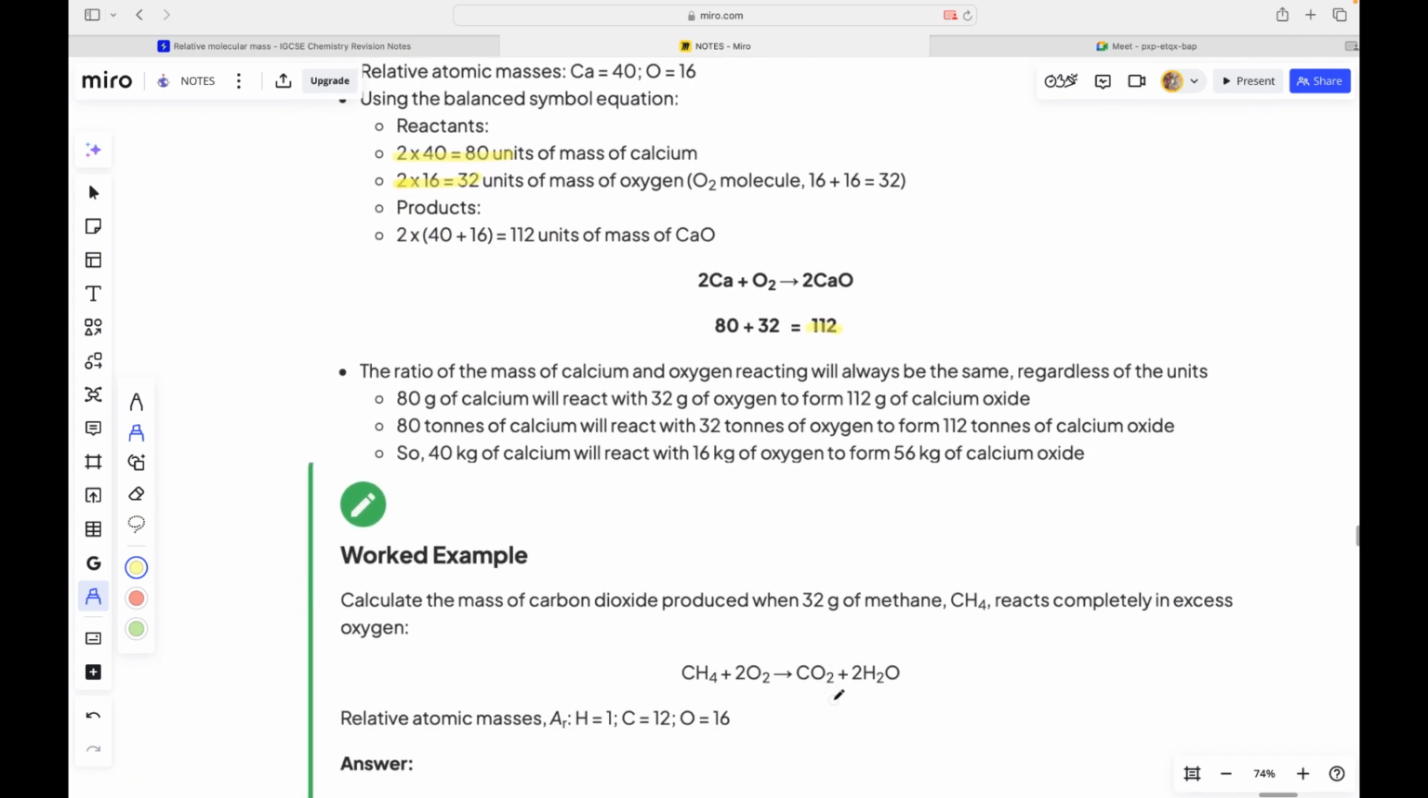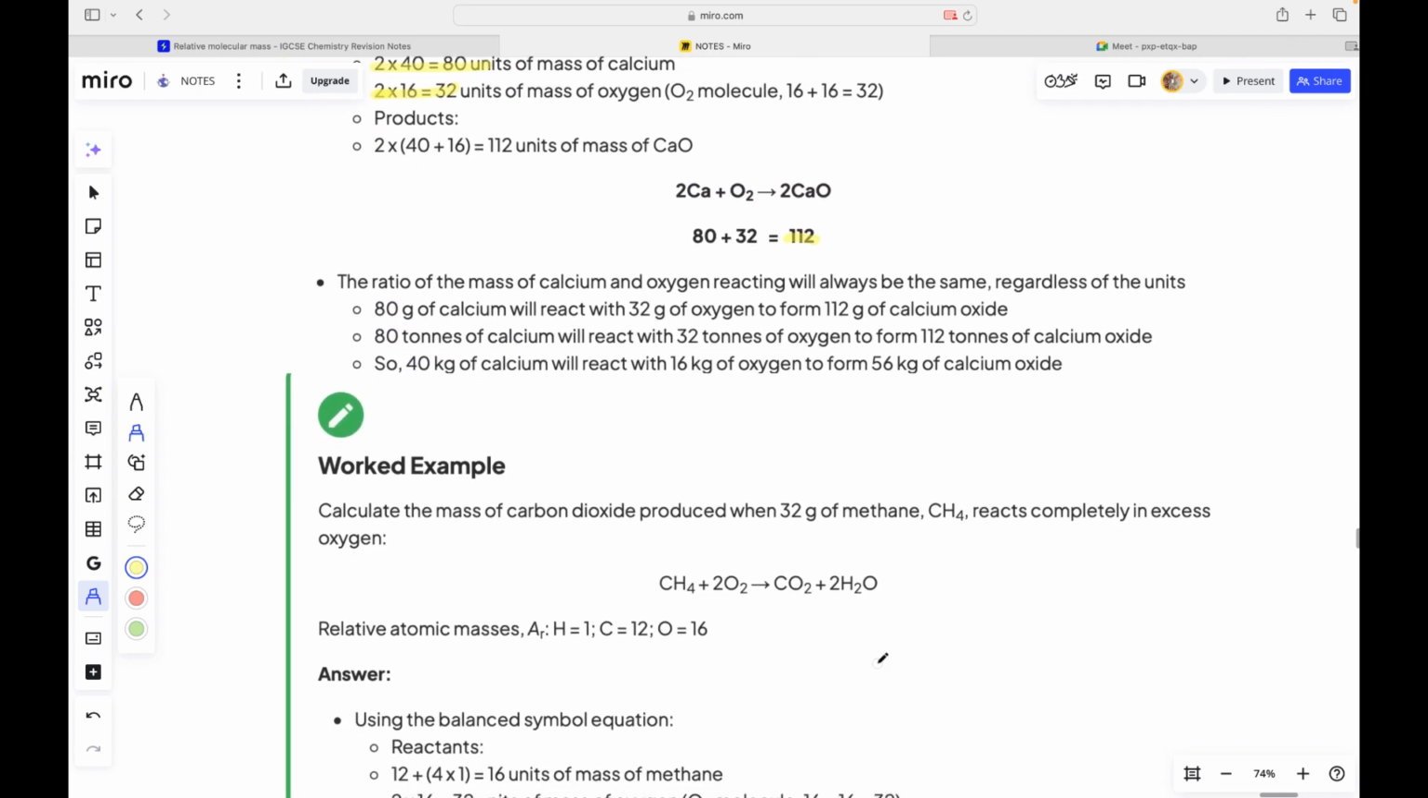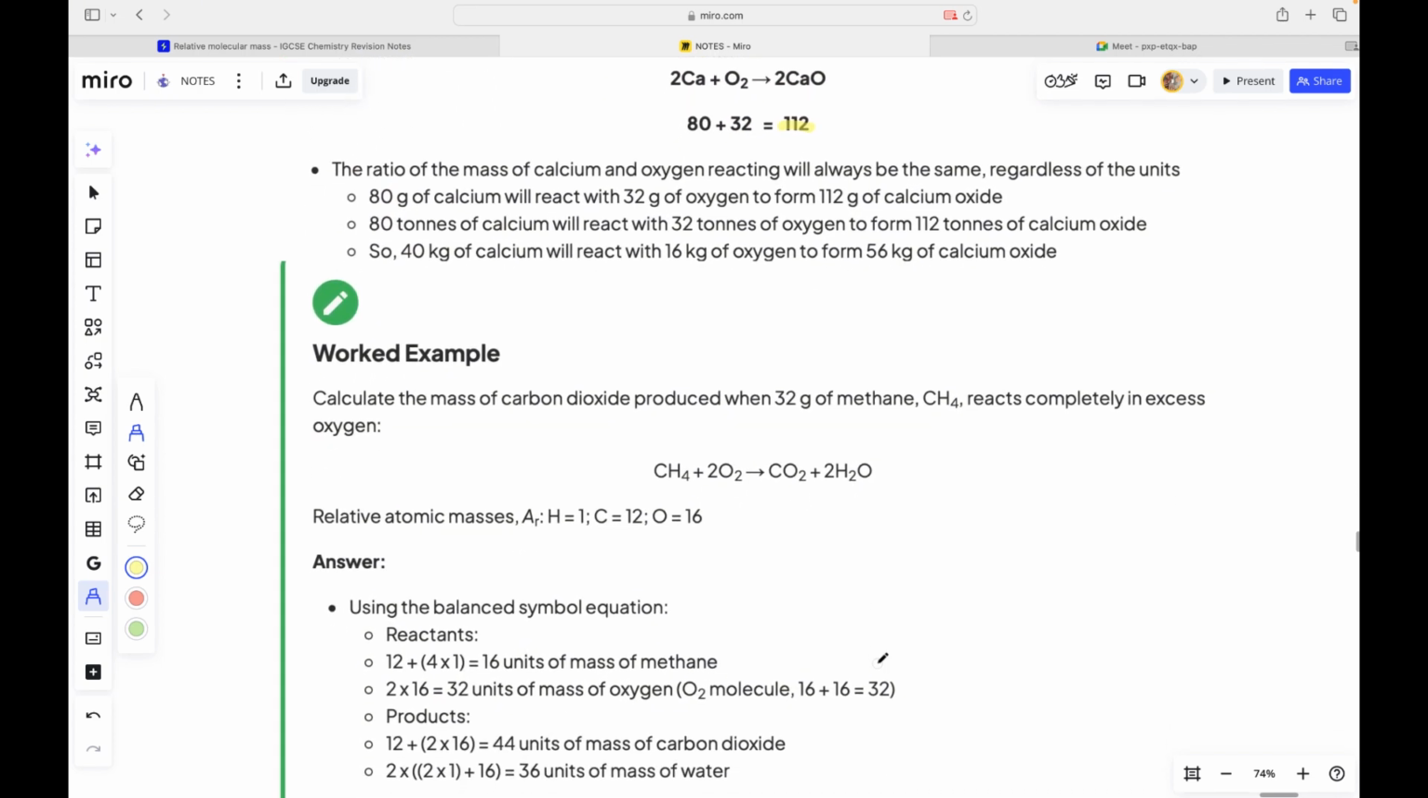So that's the law of conservation of mass. No mass is lost. The total mass of the reactants is equal to the total mass of the products. No mass will be lost. That's the law of conservation of mass. But for that law to work, you must have a balanced equation. You must have what? A balanced equation.